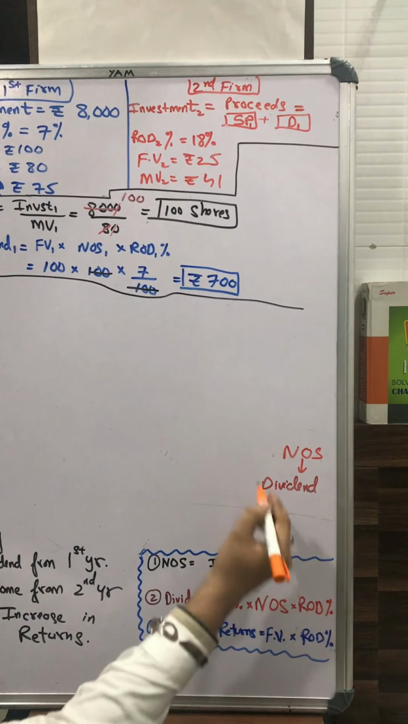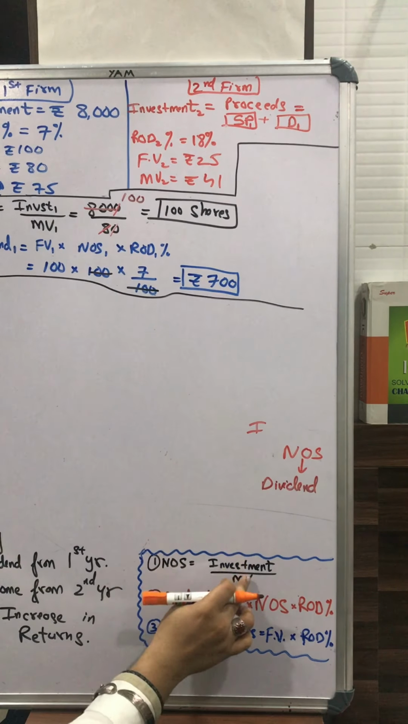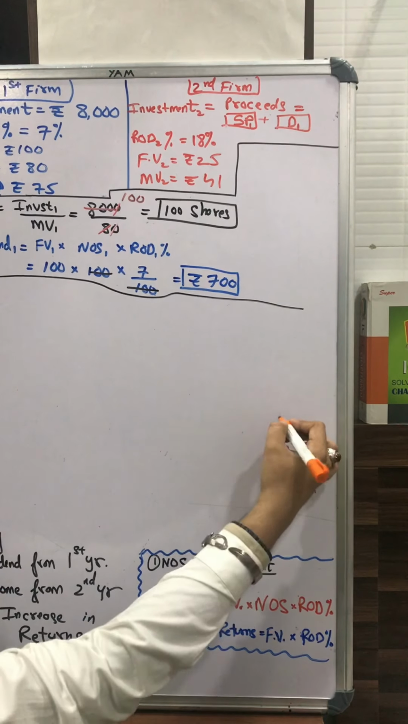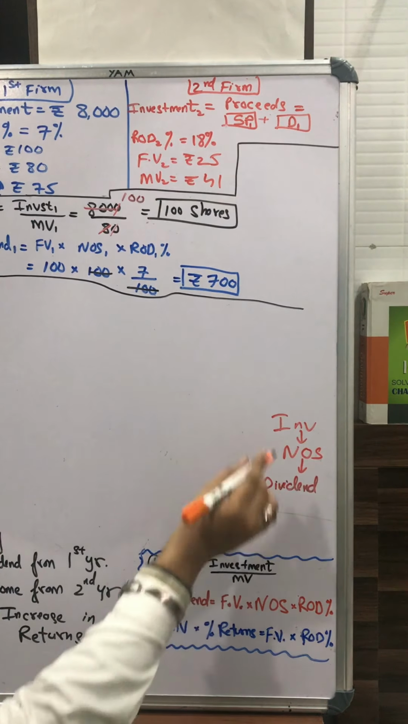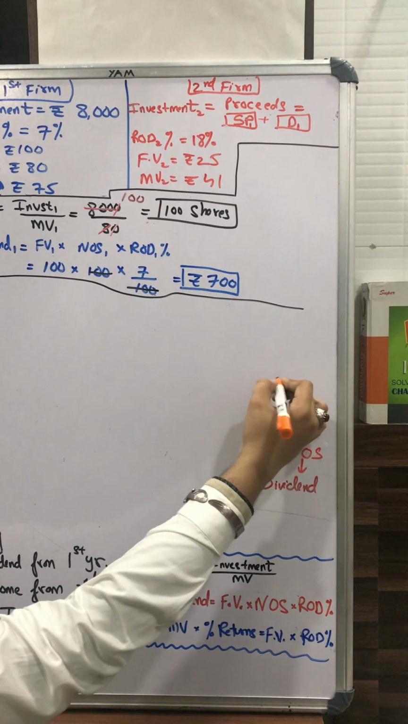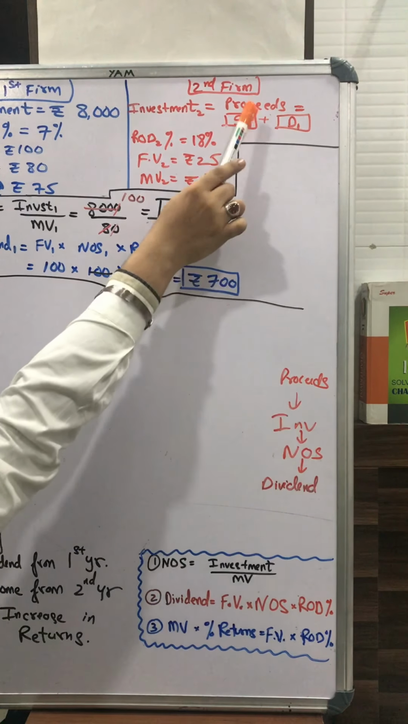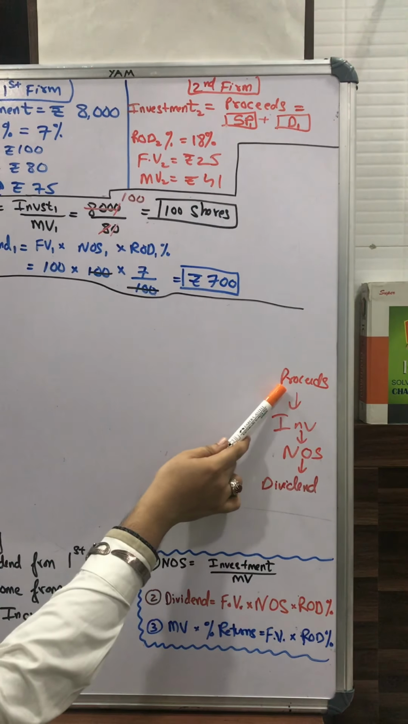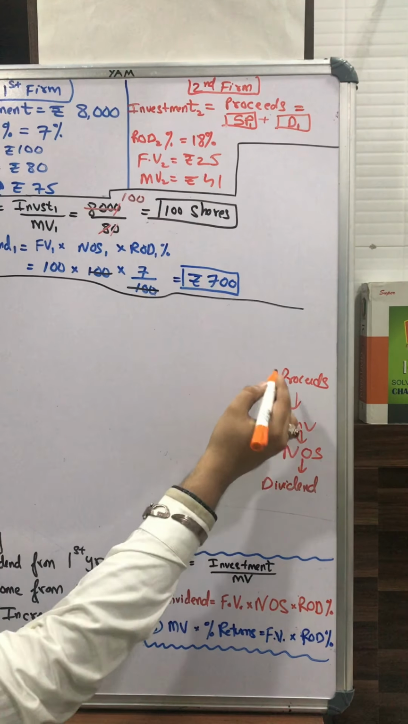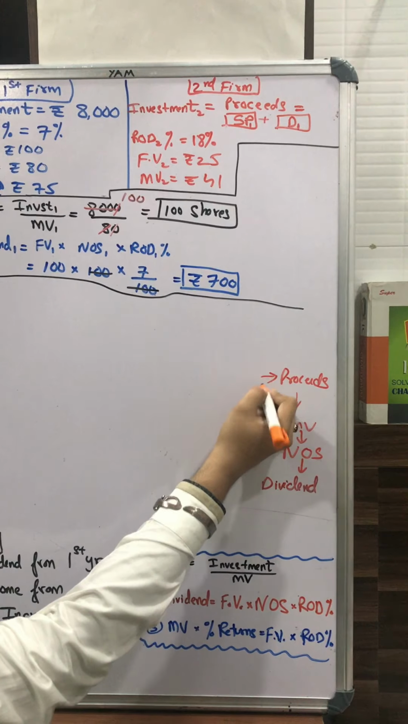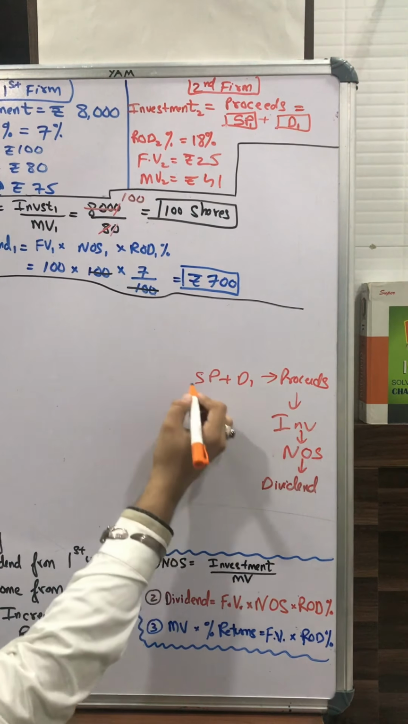Yes, I need to find the investment. Then only I can apply the number of shares formula, because it's investment upon market value. So I'll write here in short form, investment. Can I say investment depends upon the proceeds? Yes, investment depends upon the proceeds. Proceeds depends upon the first firm. So first we need to find proceeds, and proceeds is made up of two things here in our case: the selling price plus dividend 1.